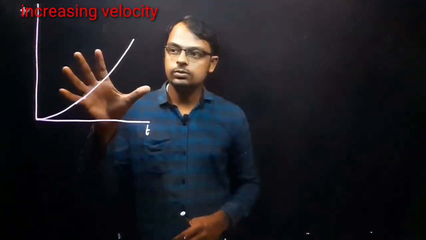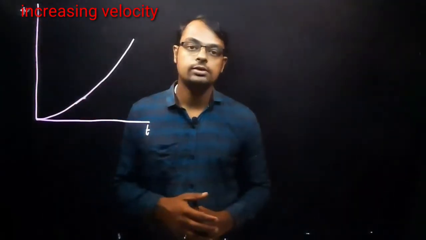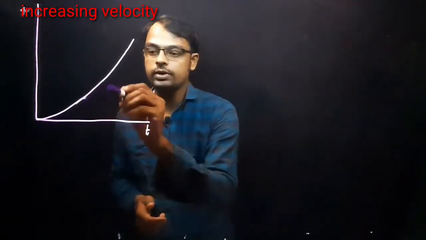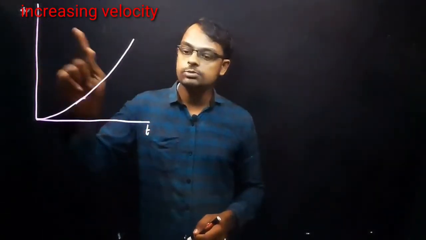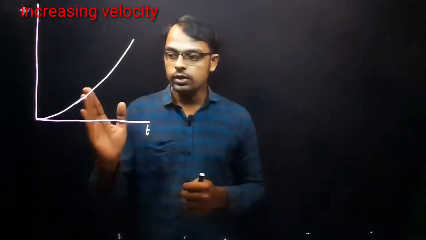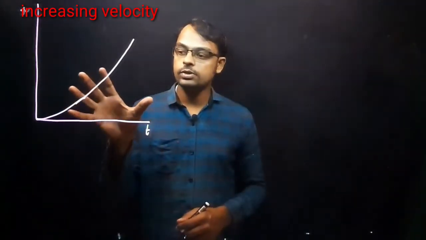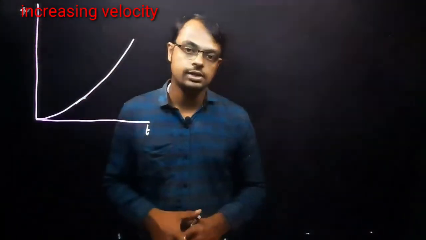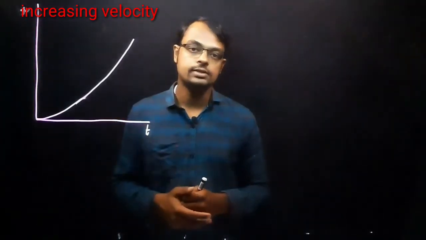So this is the top opening parabola. Here, what is actually happening to the slope of the graph? If you draw the slope here, you can see the slope is increasing. What is the slope of the displacement time graph? It is velocity. So this graph represents a body whose velocity is increasing. So this is the representation of a position time graph for a constant acceleration. So the velocity keeps on increasing.